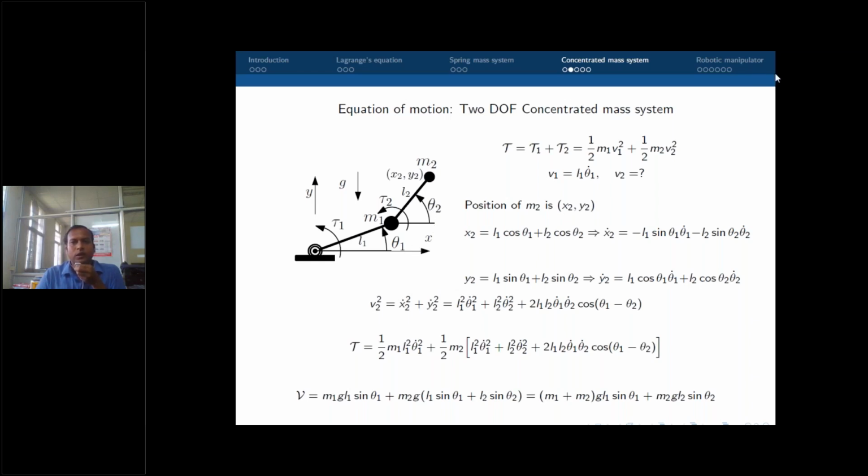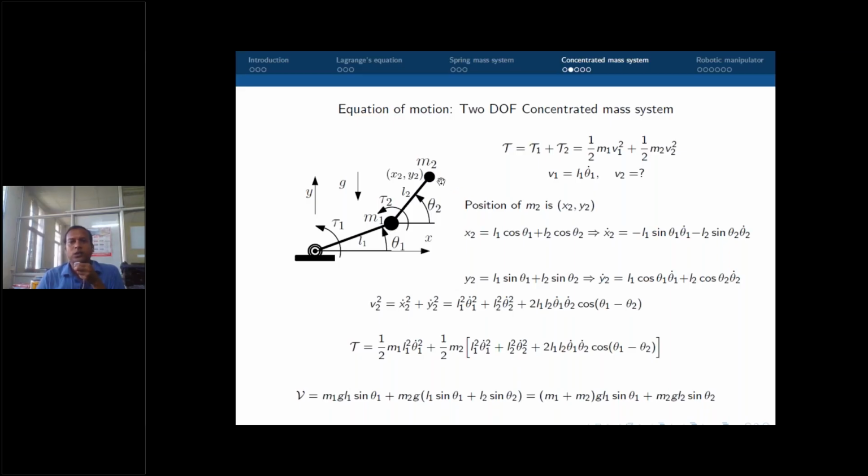Now we have to find out the kinetic energy of the system and the potential energy of the system to define the Lagrangian of the system. In the first line I have written the kinetic energy of the system. Kinetic energy has two parts: kinetic energy related to mass 1 and kinetic energy related to mass 2. What is the velocity of mass 1? We know that the velocity of mass 1 is L1 theta 1 dot. This we have done in our previous example.